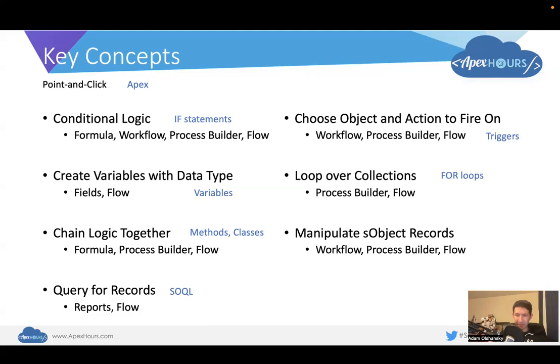And lastly, we talked about this idea of manipulating records, also known as S-object records, Salesforce object records, right? Whenever we want to change records, whether it's in a workflow, a process builder, a flow, or even in Apex, we can do it using some sort of automation. And in Apex, when we want to manipulate records, we need to use something called DML, or database manipulation language.